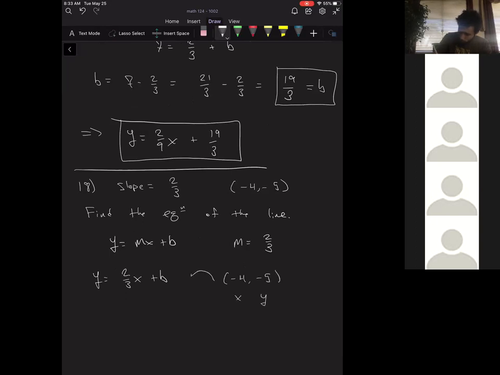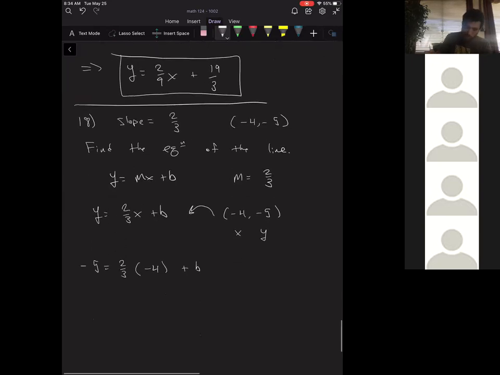And now what we want to do is put that into the equation over here to solve for b. So we have y is -5. So we're going to have -5 is equal to 2/3 times x is -4, then plus b. And so now let's just solve for b. So we're going to have -5 is equal to -8 over 3 plus b.